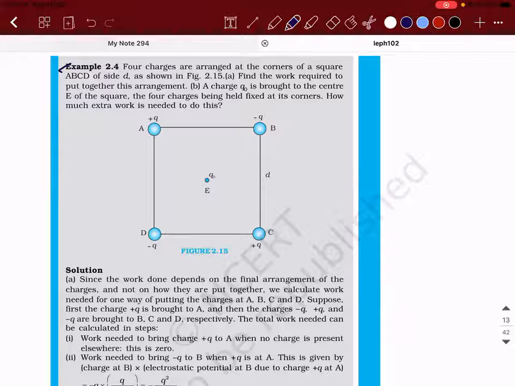You see here, what have they asked? Find the work required to put together this kind of an arrangement. So look at the arrangement carefully. Secondly, they told there is a charge Q naught which is brought to the center E of the square, the 4 charges being held fixed at its corners. How much extra work is needed in this scenario? I want you to think and do it.